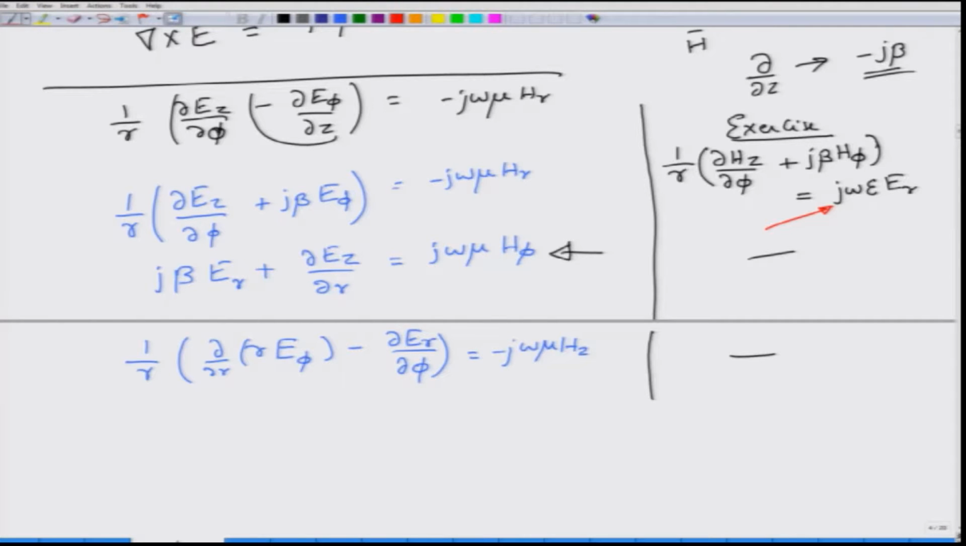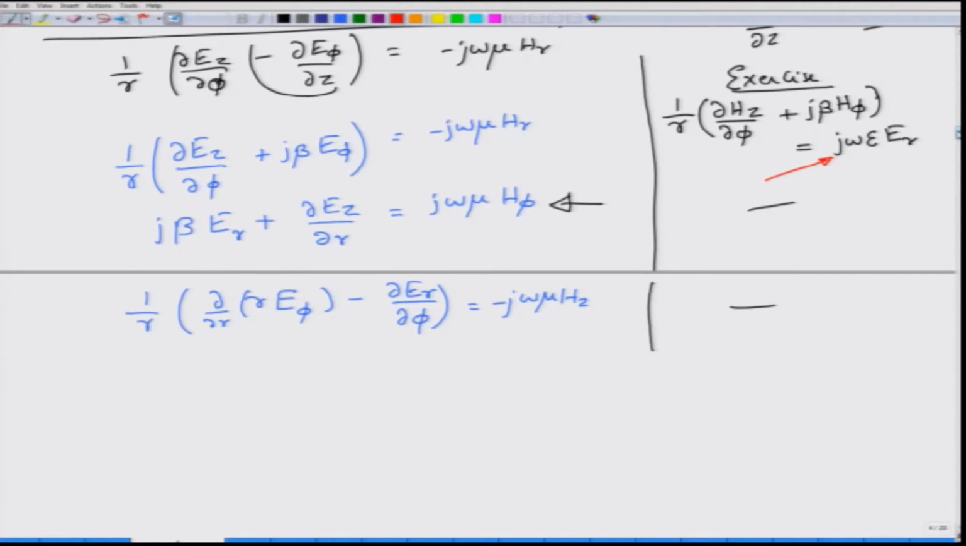So, I will just try it out now to see whether I can still do this analysis. Otherwise, as usual, I will leave this as an exercise to you. It is not complicated, you just have to look at one equation, substitute for the other. Okay. So, let us substitute for H phi from this equation. So, from this equation let us substitute for H phi.